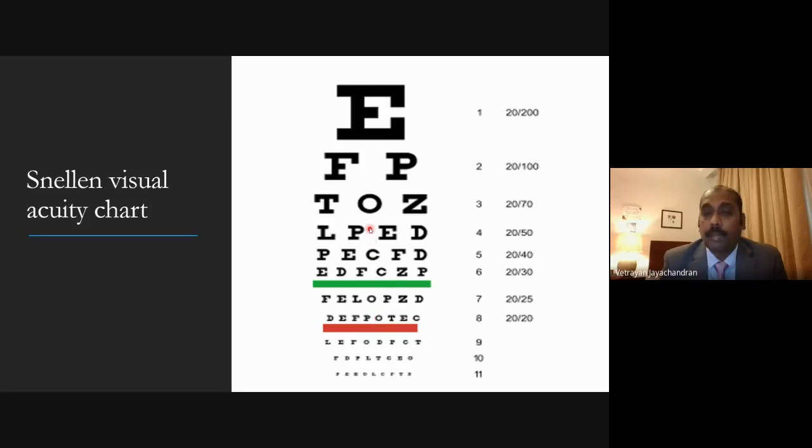Suppose the person can read only down to the meter 3 line of TOZ, that means he has visual acuity of 20/70, so it's low vision. And if a person can read only the big letter E, that means his visual acuity is 20/200. So the person has low vision, in the mild and moderate categories. So we can detect visual acuity by having the person read the letters from the 20 meter distance.